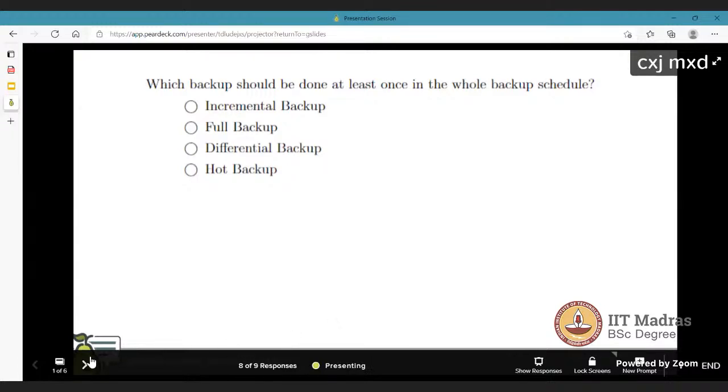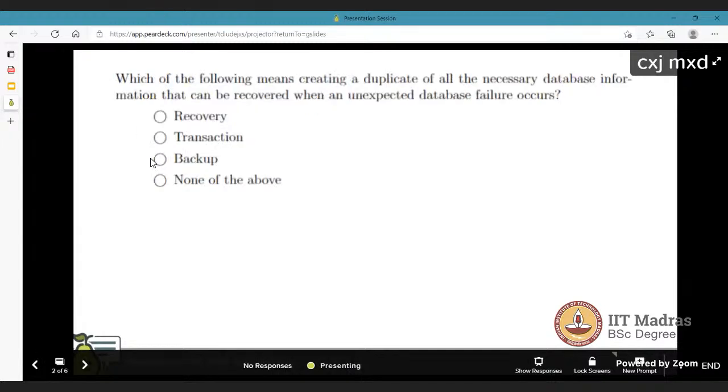So, okay, let's head to the next question. The question says, which of the following means creating a duplicate of all the necessary database information that can be recovered when an unexpected database failure occurs? So I hope all of you will be able to answer this question. We'll wait for a minute or two for your responses.